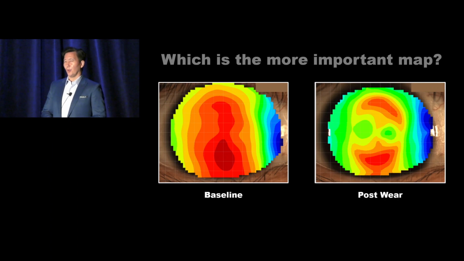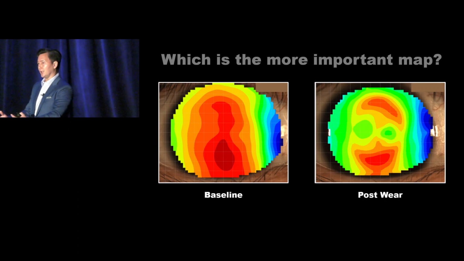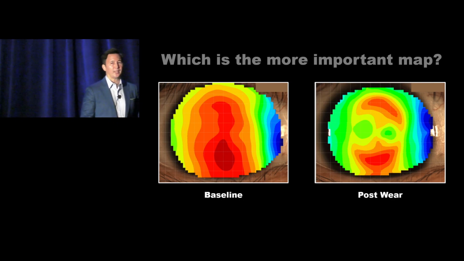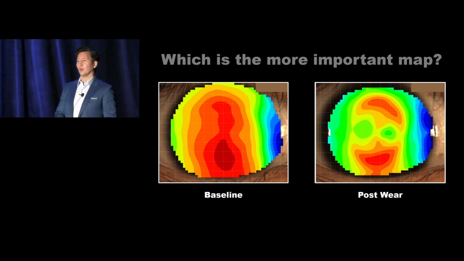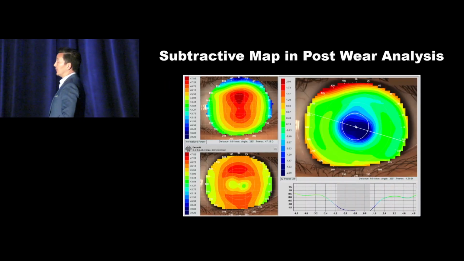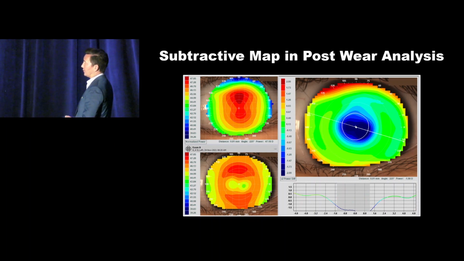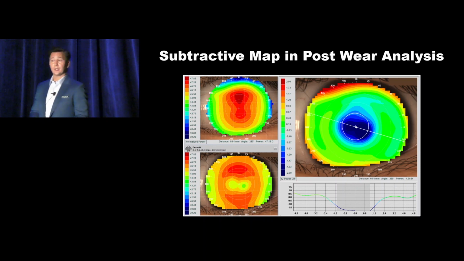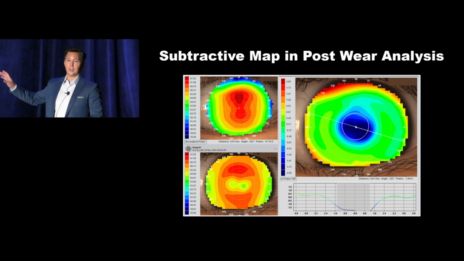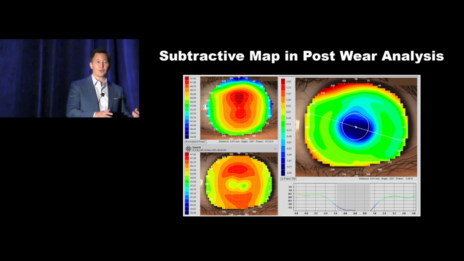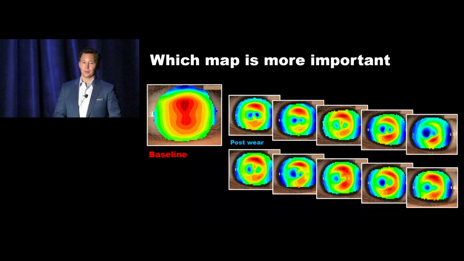Now, which one is more important? If you were to encourage your technician to spend the time to capture maps, which one is more valuable to put in that extra time and effort? And really, when you compare ortho-k post-wear, you're always referencing what the cornea was. You've heard a little bit already about using a subtractive map. This is your best tool in ortho-k to understand what's happening. You're always referencing what the cornea was in the start. So your most important map is your baseline map.